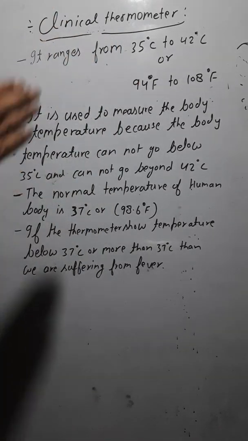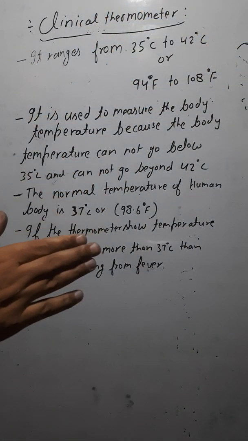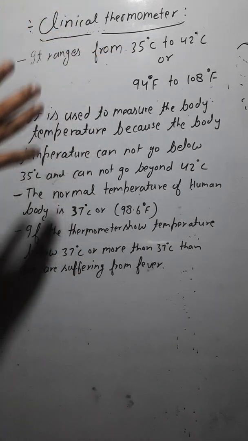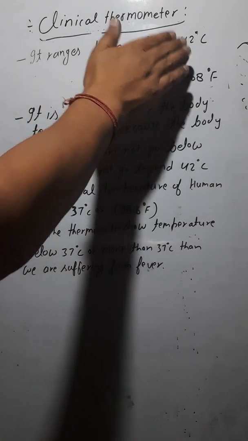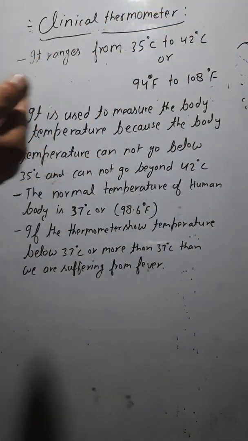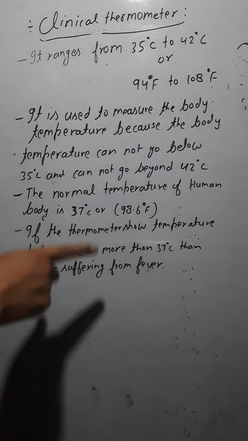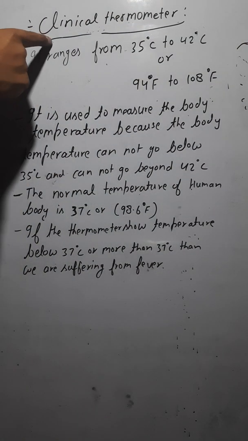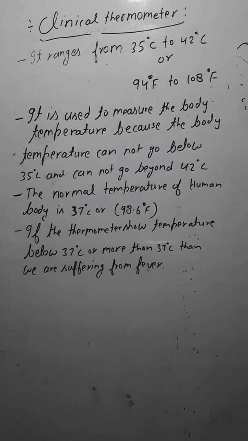Now one more thing, let me tell you: the human body temperature also cannot go below 35 degrees Celsius and cannot go beyond 42 degrees Celsius. You would never find that your body temperature is 33 degrees Celsius, less than 35, and you would never find it more than 42, like 43, 44, 45 and so on. Our body temperature is also between 35 degrees Celsius and 42 degrees Celsius. That is why we use the clinical thermometer to measure body temperature.